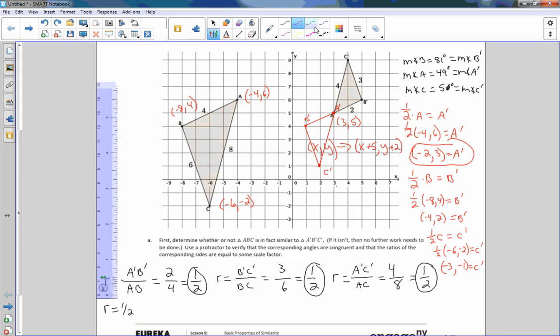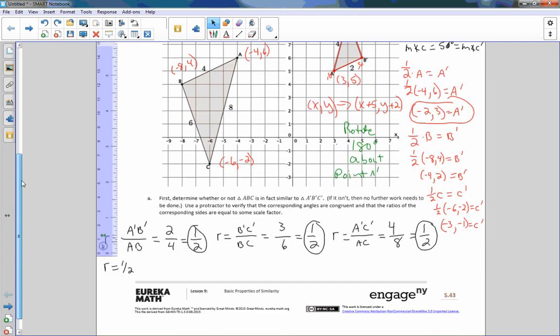And now all I need to do is rotate 180 degrees about point A prime. Keep in mind my program won't allow me to rotate about a point. I have to rotate this 180 degrees like so, and then I need to move it up so that A prime is on A prime. And there is my triangle landing right on top.